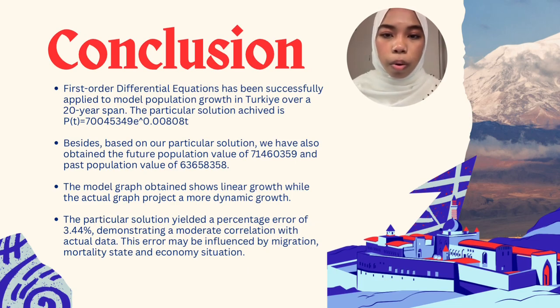We also plotted two graphs using Desmos, the model graph and the actual graph. Our model graph shows linear growth, while our actual graph shows a more dynamic growth, where it increased and then suddenly decreased. Because of this, we also calculated the percentage error, which we obtained as 7.44%. This shows a moderate correlation with the actual data. This error might be influenced by migration, mortality rate, and also economic situations of the country.